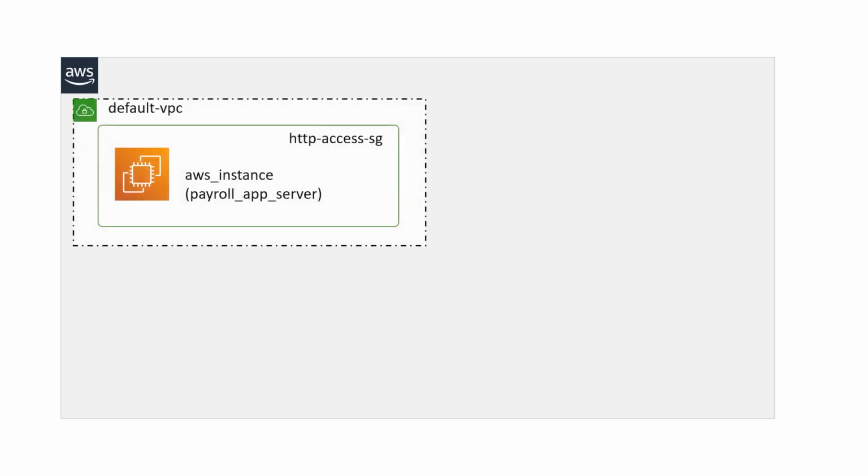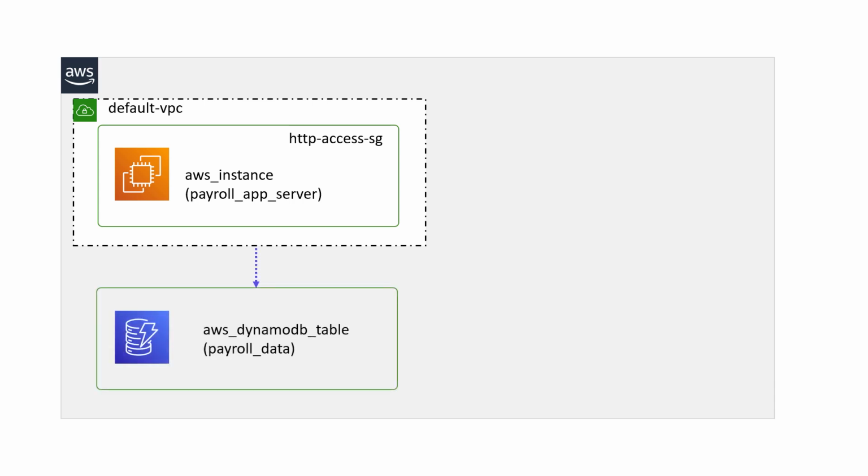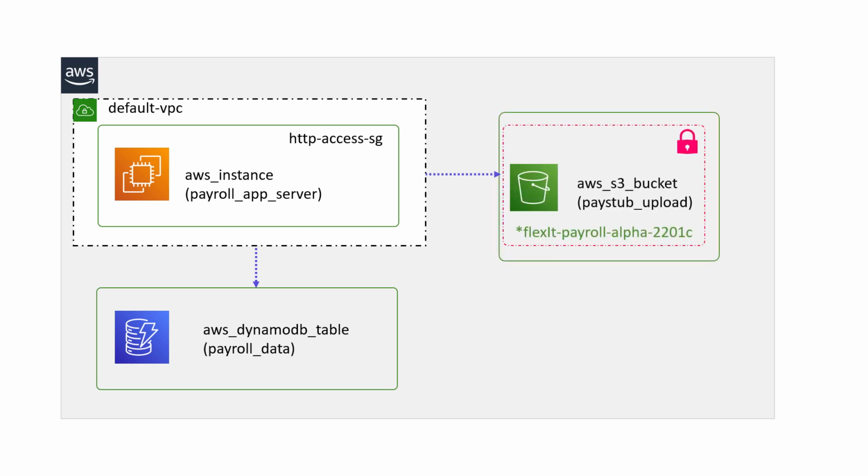It has a single EC2 instance using a custom AMI that will host the application server. A DynamoDB NoSQL database that will be used to store the employee and payroll data. And then we have an S3 bucket which will be used to store documents such as pay stubs and tax forms. Users access the application which is hosted on this EC2 instance.